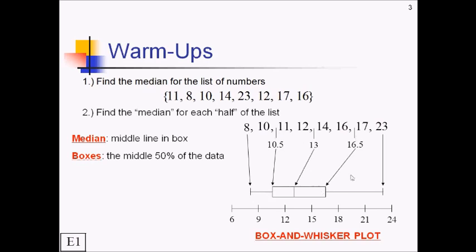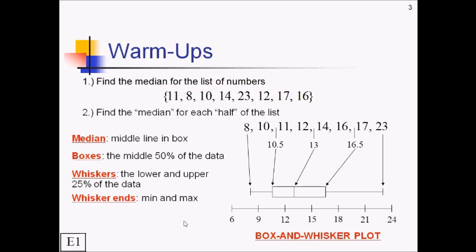Now what about these whiskers themselves? Well, that's the lower and the upper 25% of the data. And then the actual ends of the whiskers, these are the min and the max of your data set, respectively. We've already talked about the range of data, so that's just, again, the highest minus the lowest values. The interquartile range is the highest box number minus the lowest box number. So it's just talking about to get from the lower to the upper end of the middle 50% of the data.